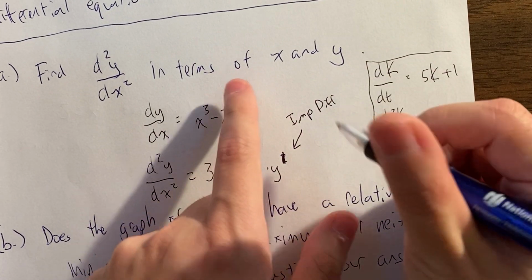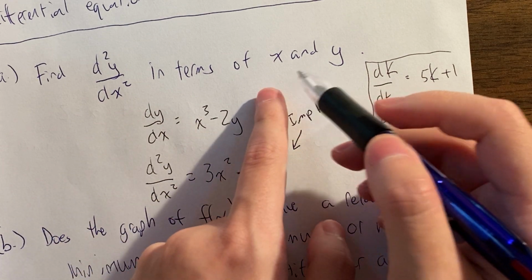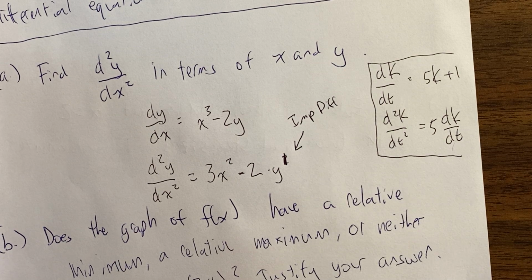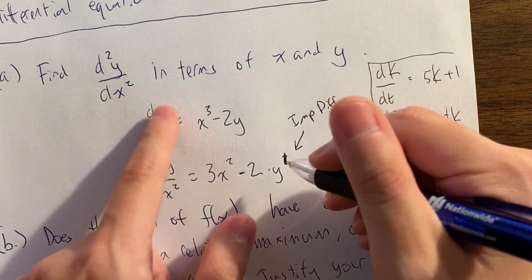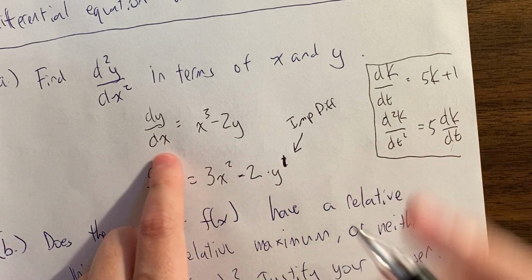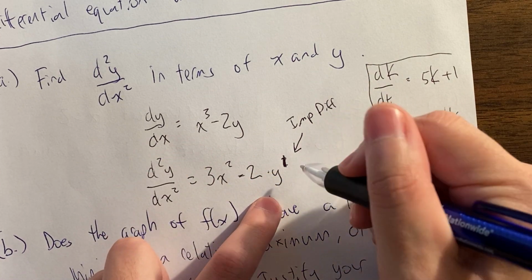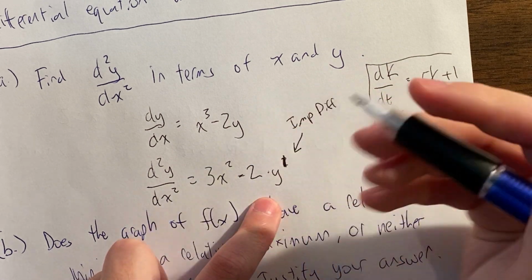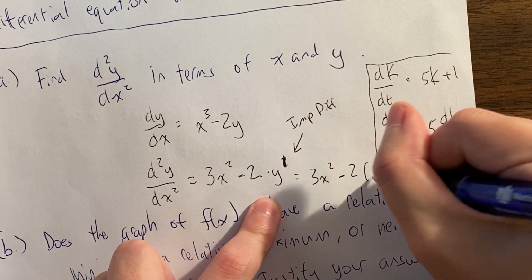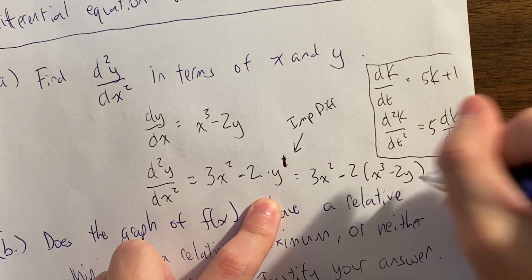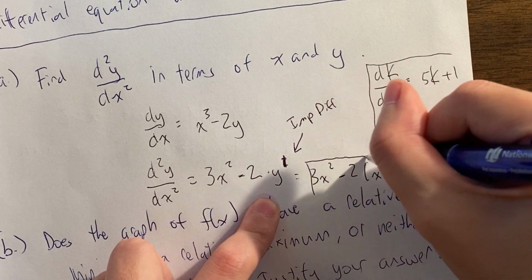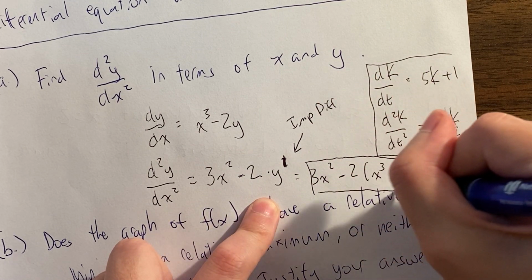But this question says find the second derivative in terms of x and y. We have the derivative in terms of x squared and y prime, so we are not done yet. But all we have to do is one final step. This thing is y prime, the same thing as dy dx. So all we're going to do is replace y prime with x cubed minus 2y. So we're going to get 3x squared minus 2 times x cubed minus 2y. And we are done. So we're just going to box this. This is our second derivative.